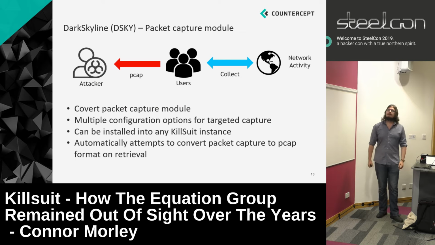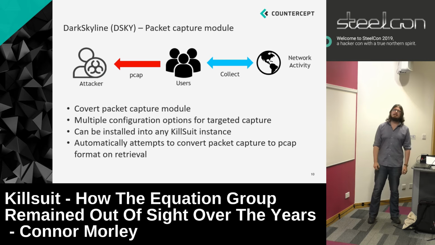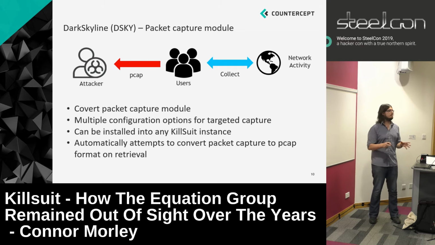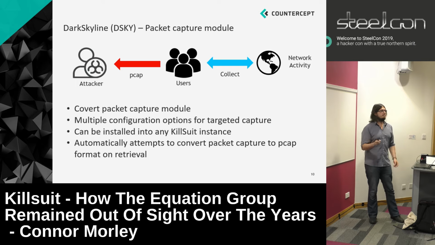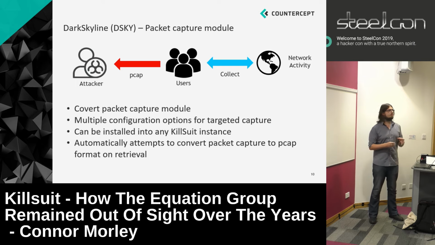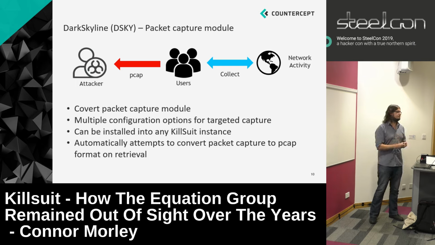Next one is Dark Skyline. Dark Skyline is not an instance type, it's a module. So this can actually be installed under any instance type that KillSuit has. And this basically allows for complete network packet capture. The interesting thing about this is that the packet capture capabilities can actually be quite tailored. So you can do it for specific web services or anything like that.